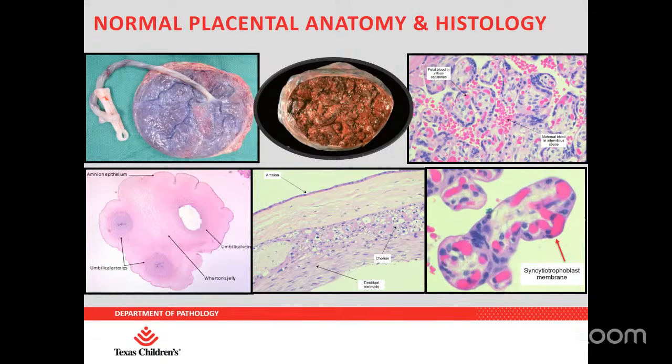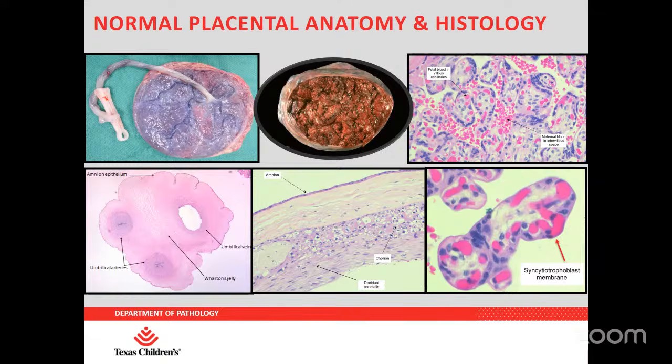Now, if we flip to the maternal side, the appearance changes. It's dark, red, spongy and lobulated, divided into these cotyledons by the placental septa. And each of those cotyledons represents a distinct unit of maternal circulation.